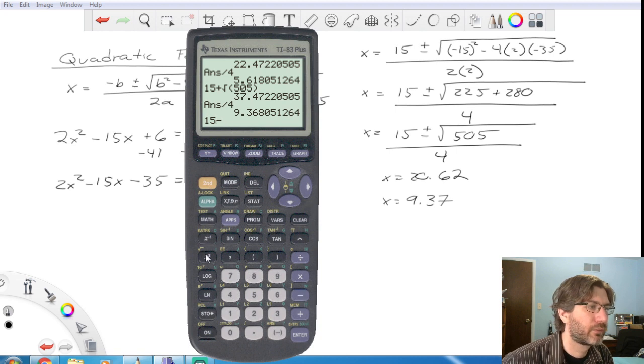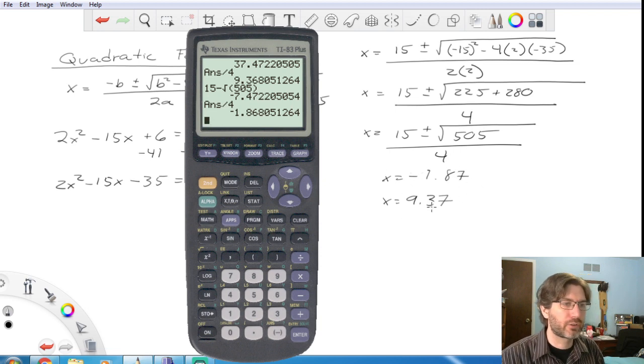Minus the square root of 505 gives me that, divided by 4 gives me, that's the answer. Yeah, I'm doing everything right except typing it in on the calculator, right? 0.87. That makes more sense. That's what the book is telling me this answer is.